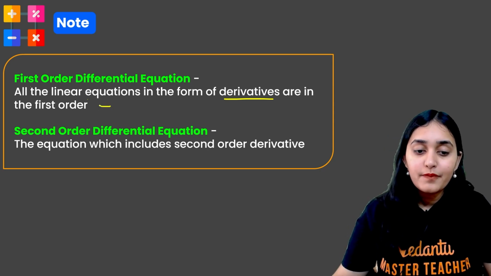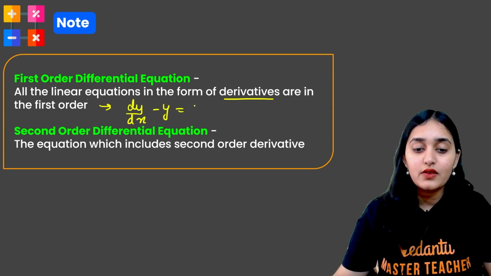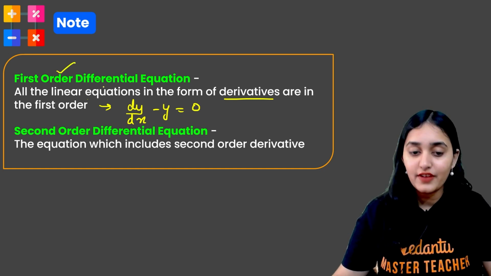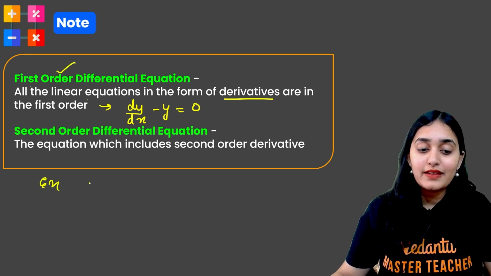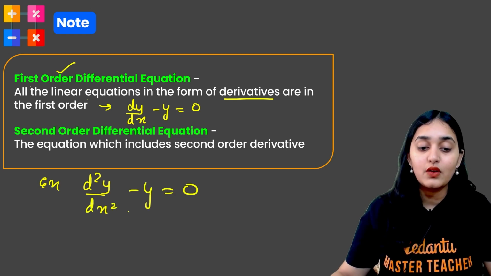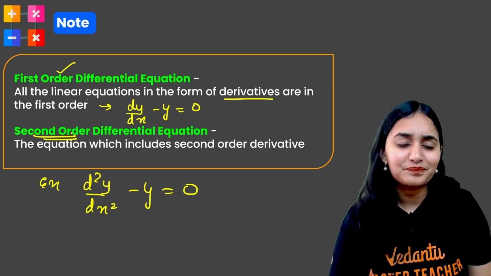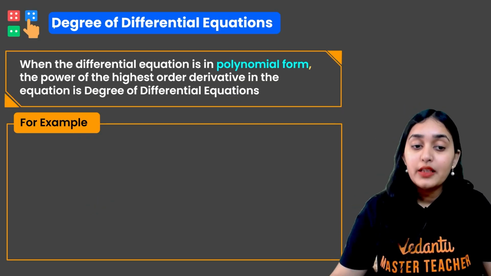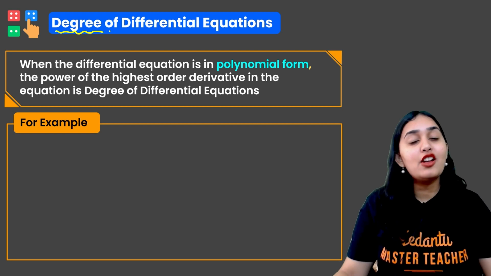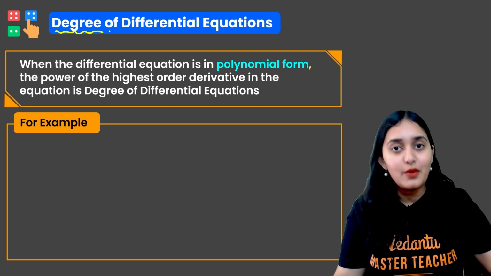For example, if your equation is dy by dx minus y is equal to 0, this is a first order differential equation. But if your equation is d square y by dx square minus y is equal to 0, this is a second order differential equation. Simple.